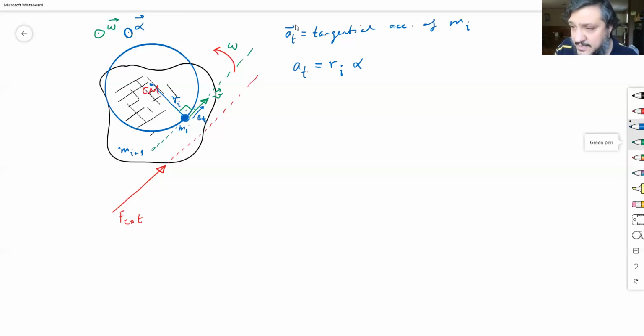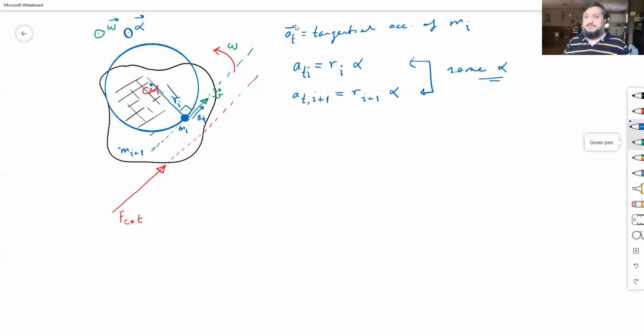Let's call it A_Ti. So A_T(i+1), the next guy. Doesn't have to be right next to it, okay? It doesn't matter how we number them. The point is, though, it'll have a different radius, but same alpha, okay? Same angular acceleration for a rigid body. Now, let's go back to the ith particle, m_i. m_i has this acceleration equal to r_i times alpha. Now, m_i at that instant is accelerating in a direction with this magnitude A_T.